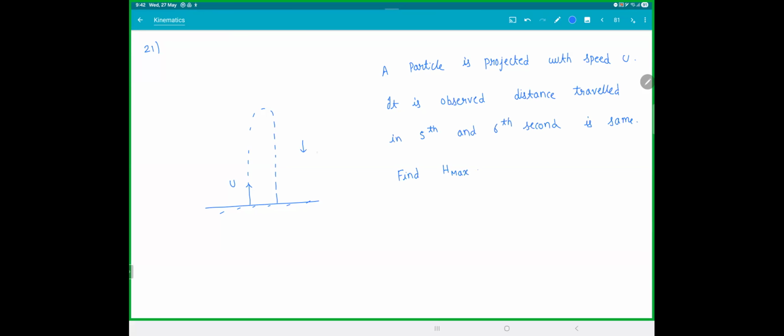Gravity g is there, 10. It's a decent question, like the proper means one. The particle is projected with some speed. How much we don't know, but it is observed it is traveling same distance in the fifth second and the sixth second. This much you know. Using this information, find the maximum height of the particle.